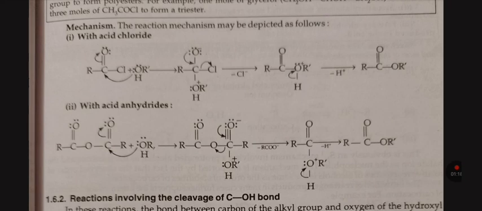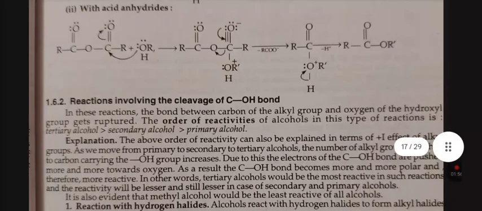With acid chloride, if we take RC=O with Cl plus ROH, then O will attack on carbon. When the double bond between carbon and oxygen breaks, one bond moves towards O, and we will get further RCCl, and OR will attach on carbon and a negative charge will go on oxygen. Then the lone pair moves towards carbon, makes a double bond, and Cl will be eliminated. At last we will get the product as RC=OR'. Similarly it will happen with acid anhydride.